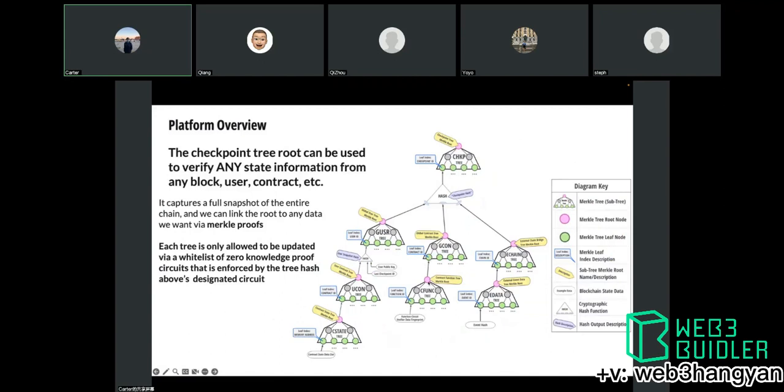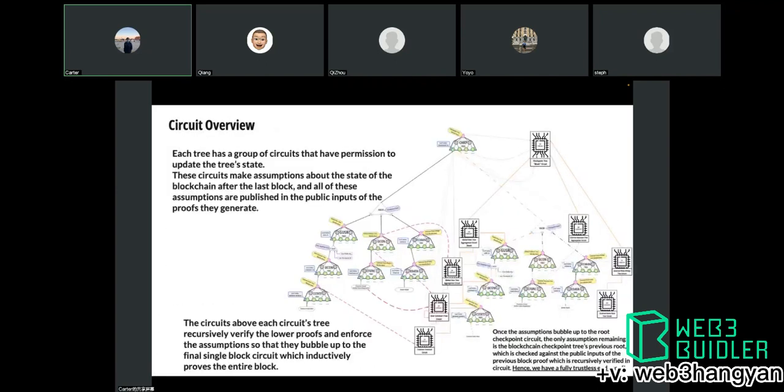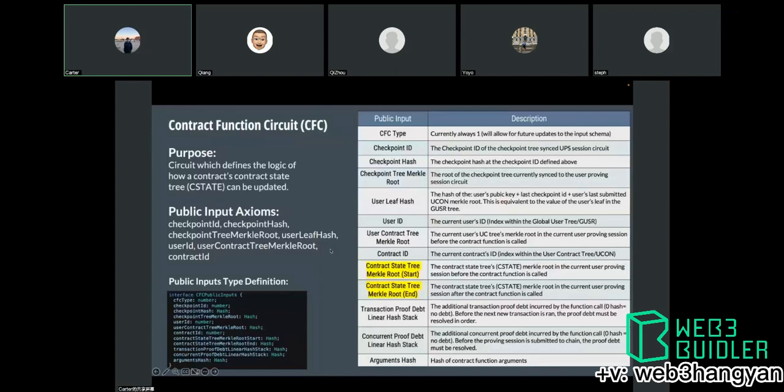So this is the Merkle tree that contains all of the verifier data for the zero knowledge circuits that are allowed to authorize updates to the contract state tree with ID 1. And then for each given user, we'll have a bunch of different contract state trees, one for each contract. And then this contract will have a bunch of different function circuits which are able to update or authorize updates to that contract state tree's Merkle root. So basically you give it a start and an end, and it's able to generate a proof that that transition from start to end was valid.